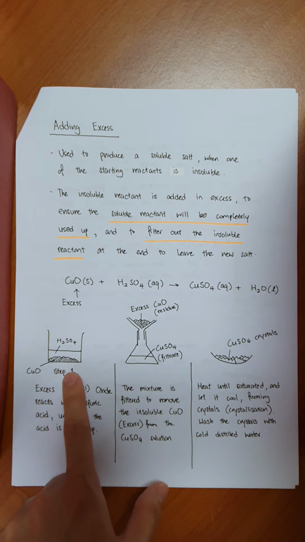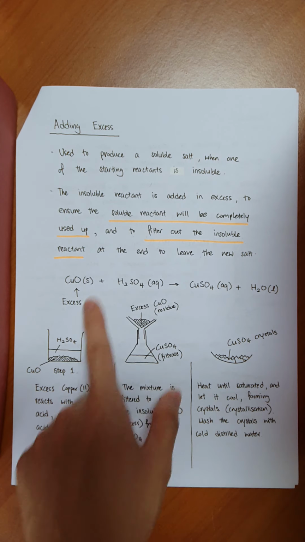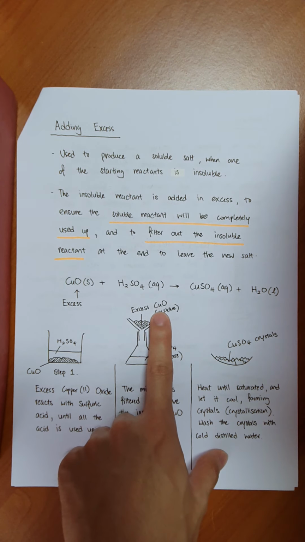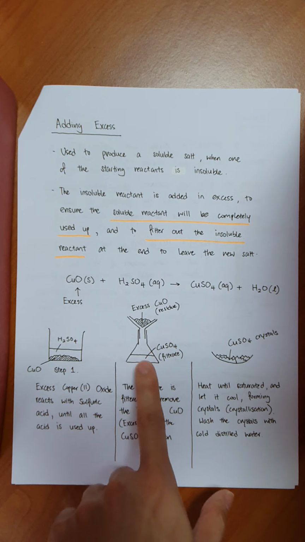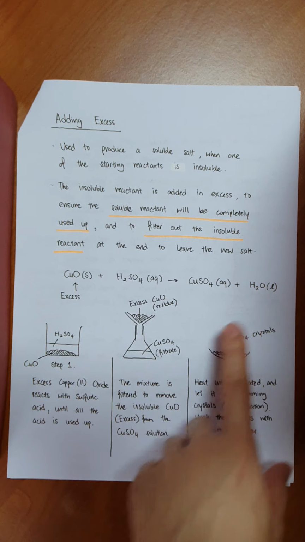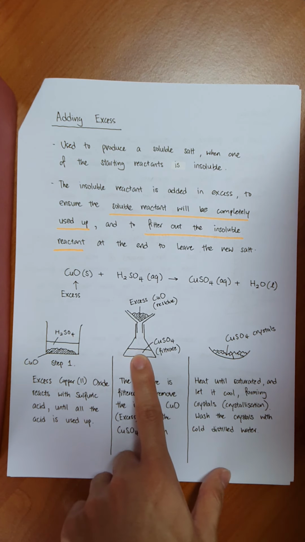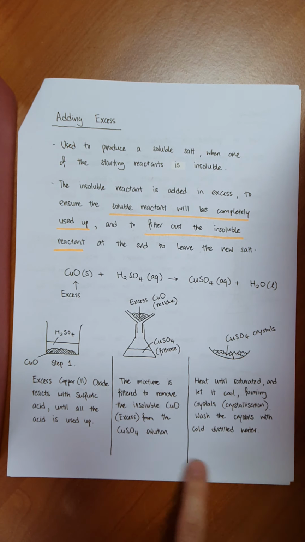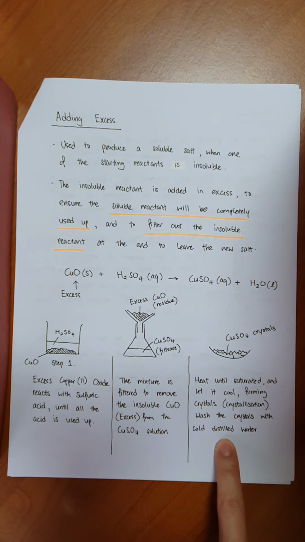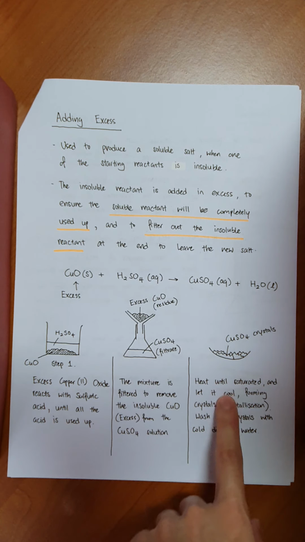After this step, you are going to filter it, as shown in step 2 here, to remove the copper oxide. So whatever's left here will be copper sulfate and water. And then after that, to remove the water, we will undergo crystallization, which is what you see at step 3. So you can see that this entire process is very simple. Step 1 is just adding, step 2 is removing the excess, step 3 is crystallization.